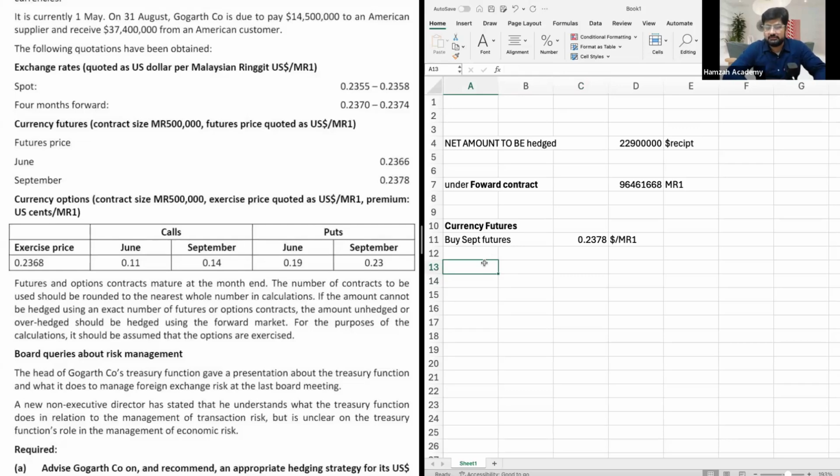The next is we have to calculate the closing future price. No, not needed to be calculated. I prefer for you that you always solve currency future questions using the lock-in rate method. What do you have to do? You have to do all these things through the lock-in rate.